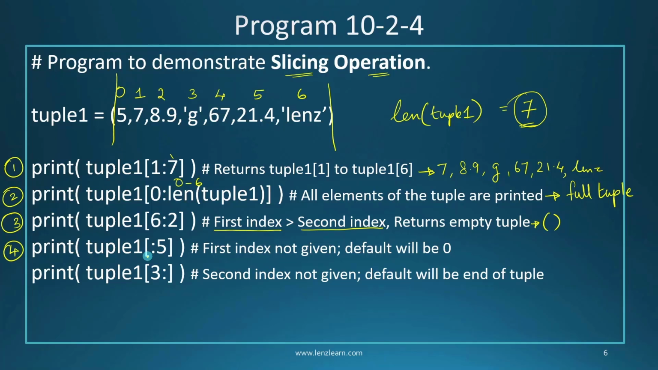Now with the fourth print statement, you can see inside the slicing operator, the first value is missing and the second value I have given as 5. So if the first value is missing, it is assumed as 0. So this is equal to 0:5. In this case, I will start cutting at 0 and I will go up till one value before 5.